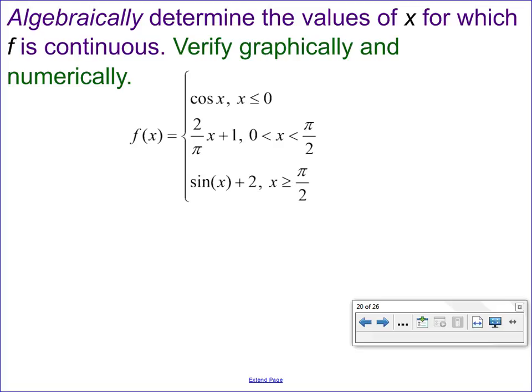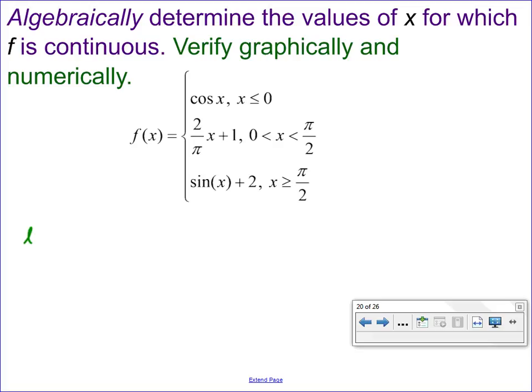So what do we need to check? First, I'll look at my pieces. Cosine of x, any continuity issues with the function definition itself? No. Any continuity issues with 2 over pi x plus 1? What kind of function is that? Linear, so no problem. Sine of x plus 2? No problem. So I don't need to worry about investigating for x values outside of my breakpoints. I need to check at x equals 0, and then I need to check at x equals pi over 2. So what do we need?